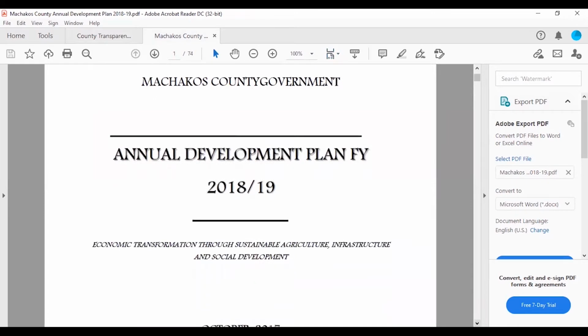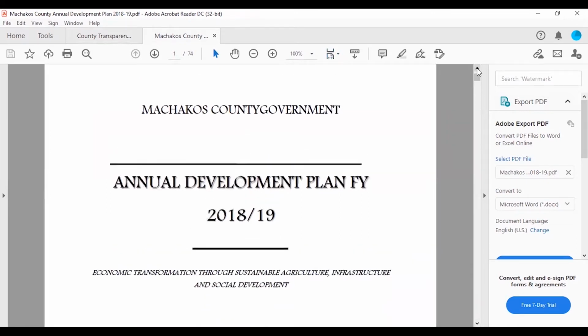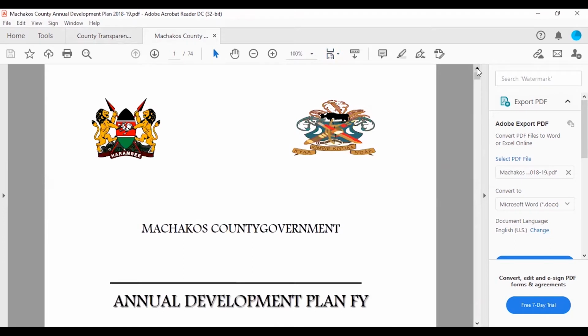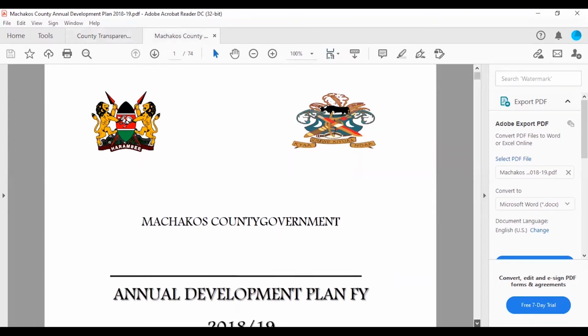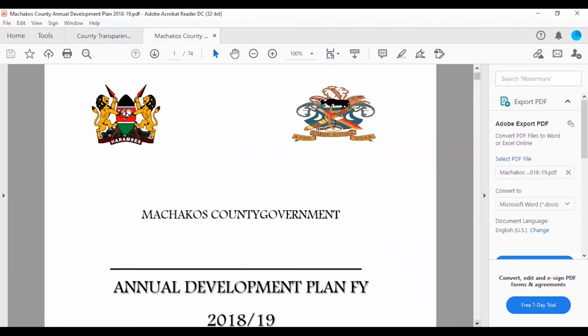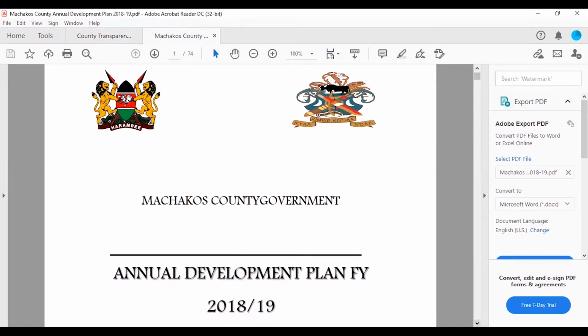All right. So you can see here, this is Machakos. Unfortunately, they don't have the latest ADP published on the county government website. If we want it published, we have to request the county government by writing to them using the access to information tool so that we can access it. So this particular document is the latest that is on the website, and that is what we are going to use for our analysis.